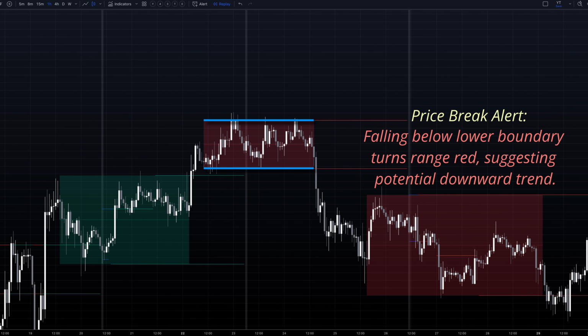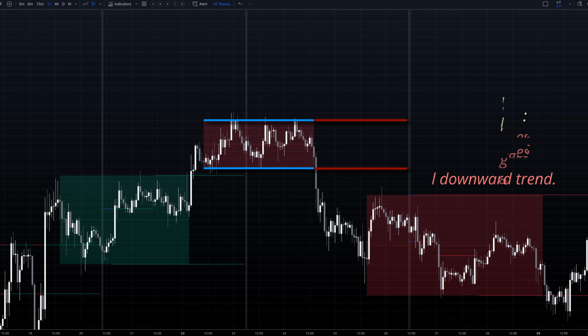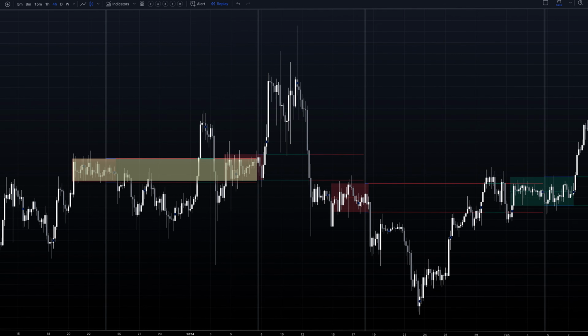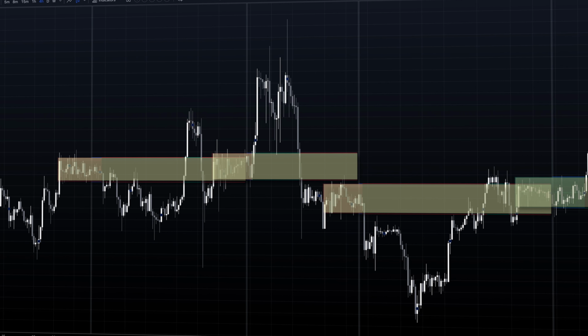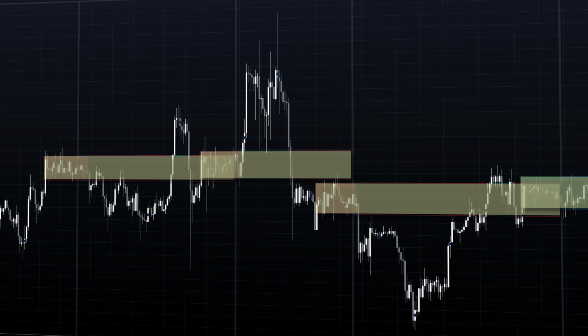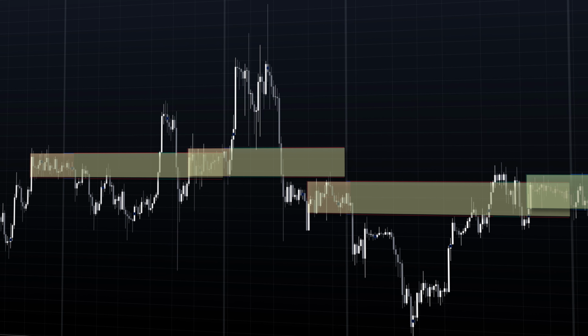Conversely, if the price falls below the lower boundary, the range turns red, suggesting a possible downward trend. It has the ability to merge overlapping ranges and update boundaries in real time. This means traders can see evolving market conditions without manual intervention.